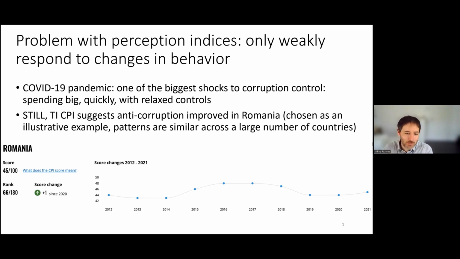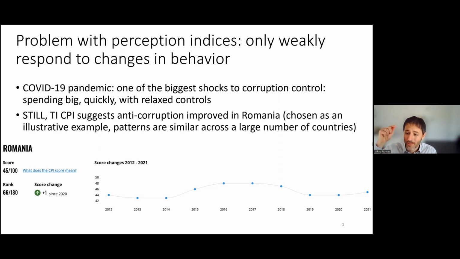So I just brought up one country. There are a lot of others, and really it's just for illustrative purposes. So here is the CPI, the Corruption Perceptions Index of Romania. And it's scaled so that higher values are better, lower values are worse.